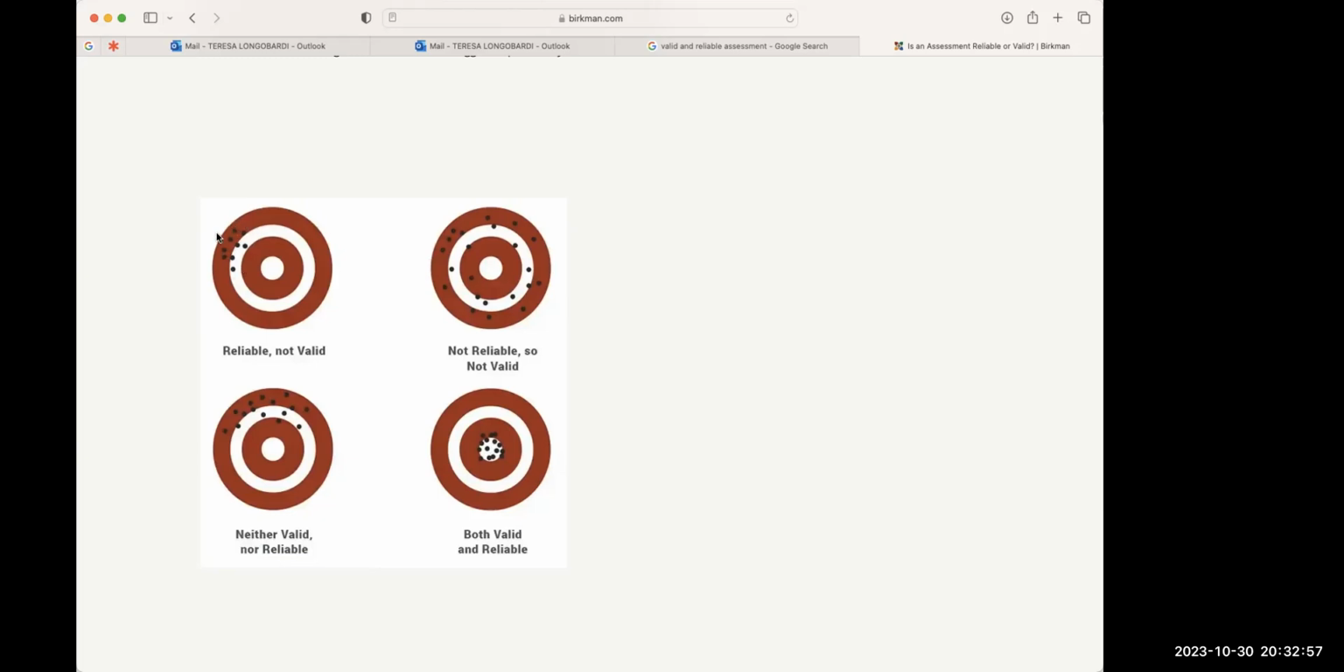But this can happen. You could have the wrong model and the model's estimating well, but not the right values. So that's reliable, but not valid. Here you have not valid because you're not hitting the target, and neither is it reliable. It's all over the place. And this one as well, this is just too spread out and not reliable enough, and it's not valid. So you want this, right? You want it valid and reliable.